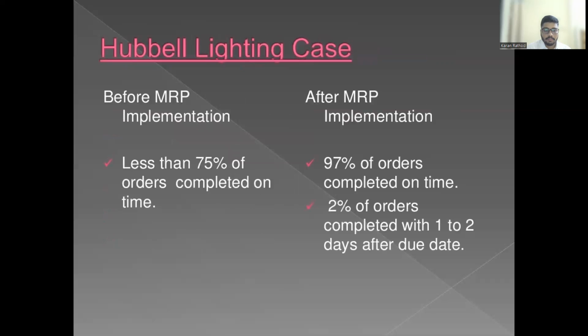Hubble lighting case. Before implementation of MRP, less than 75% of orders were completed. They used to get a good amount of orders, but before MRP only 75% were completed. After MRP implementation, this increased to 97%. So we can see the complete difference after MRP. And 2% of orders were completed within 1 to 2 days after the due date.